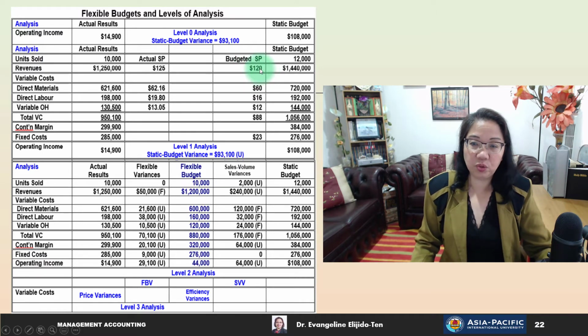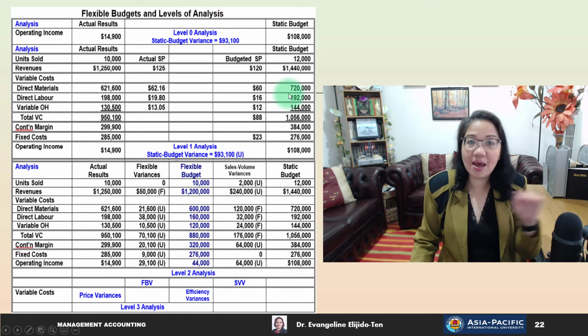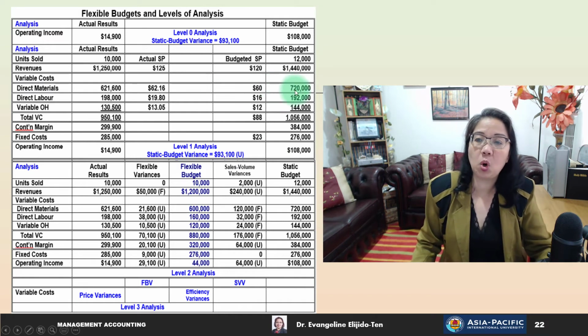So your flexible budget for revenue should be that budgeted selling price of 120 times the actual units sold of 10,000. That would give us 1,200,000. That's our flexible budget for sales revenue. All right. Next, we go line by line, direct materials. What was the budgeted cost for that? Well, 720,000 is the budgeted cost divided by 12,000 units, so that should be $60. So $60 times 10,000 will give you 600,000. That should be the direct materials flexible budget.